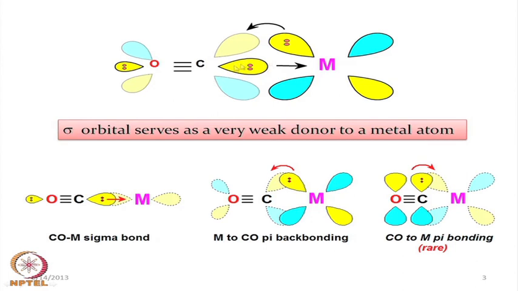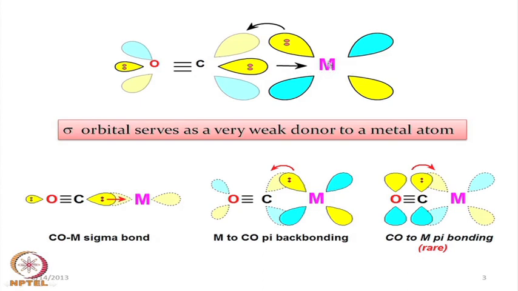So, this is the sigma orbital from the carbon monoxide side. The carbon end is basically utilized for donation. So, this yellow lobe on the carbon side as well as the oxygen side is utilized for the donation to the metal side.